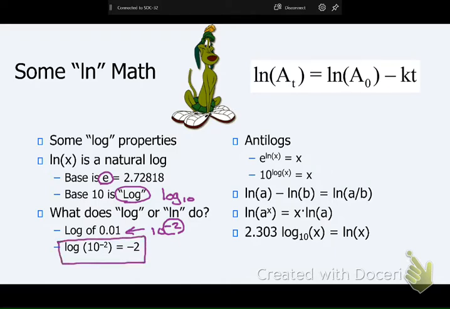For a natural log, the base is E. So if I take 0.01 and I take the natural log of it, it's going to return the power of E, whatever that is, and I'll tell you what it is, that represents that number.